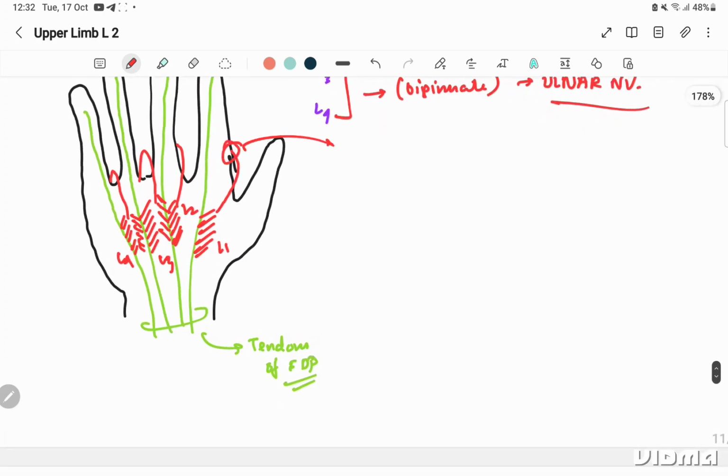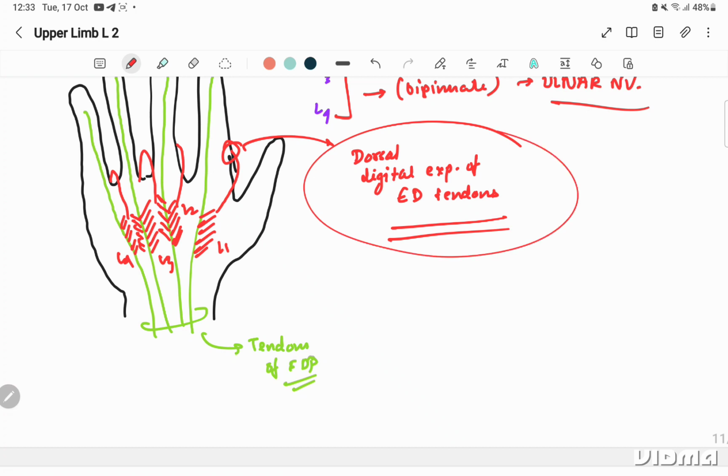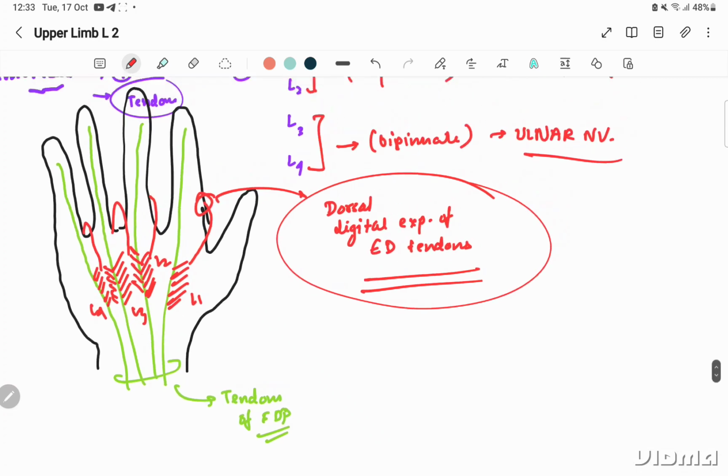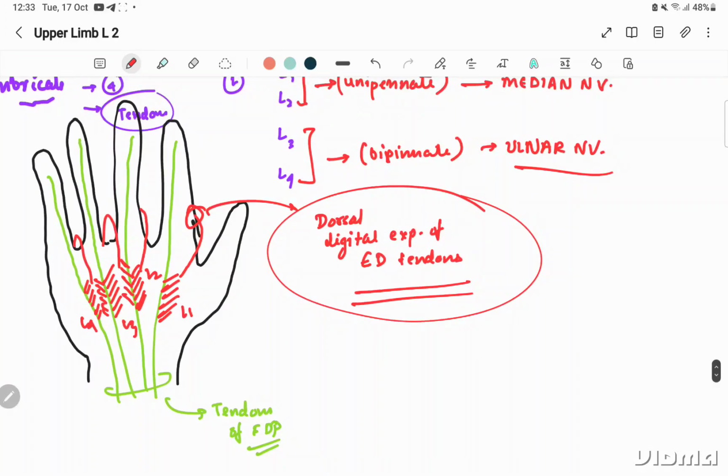Okay, where they are getting inserted, they are getting inserted in the dorsal digital expansion of extensor digitorum tendons. Okay, extensor digitorum tendons have a dorsal digital expansion. These are also tendinous insertion only, so they insert here. All the lumbricals insert in the dorsal digital expansion of extensor digitorum tendons.